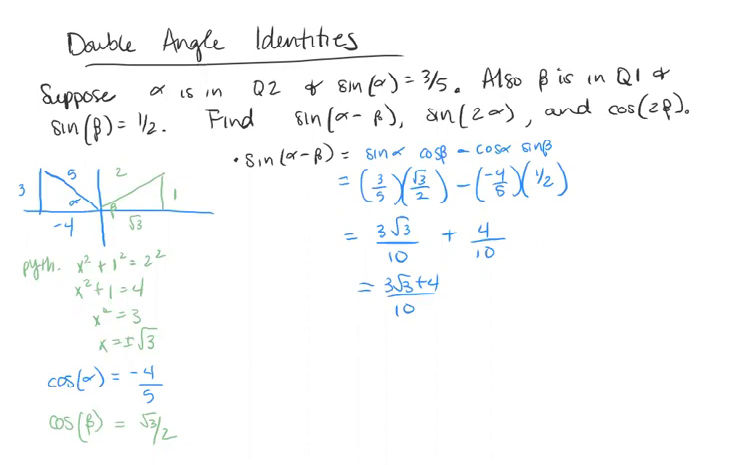Okay, then the next one we're looking at is the sine of 2 alpha. So this is the double angle identity for sine, which is 2 sine alpha cosine alpha. And we're going to fill this stuff in. So we get 2 times the sine of alpha we were given, 3/5. The cosine of alpha we found is -4/5. Multiply all that out, we get a 25 on the bottom. 2 times 3 is 6 times 4 times -4, it would be -24.